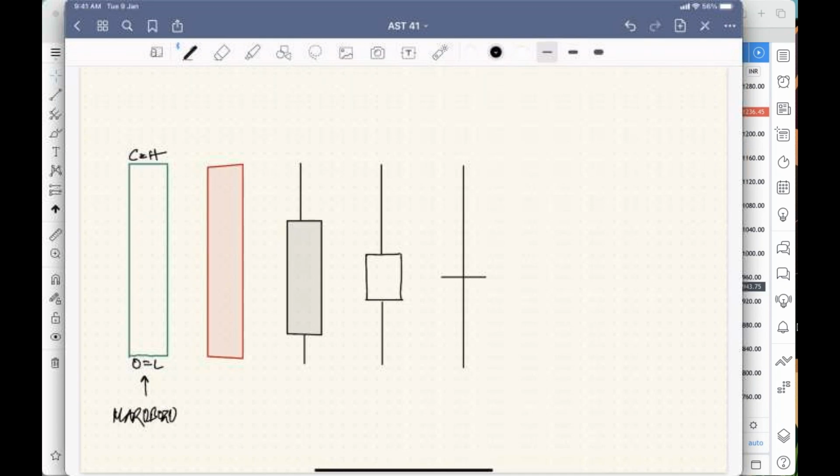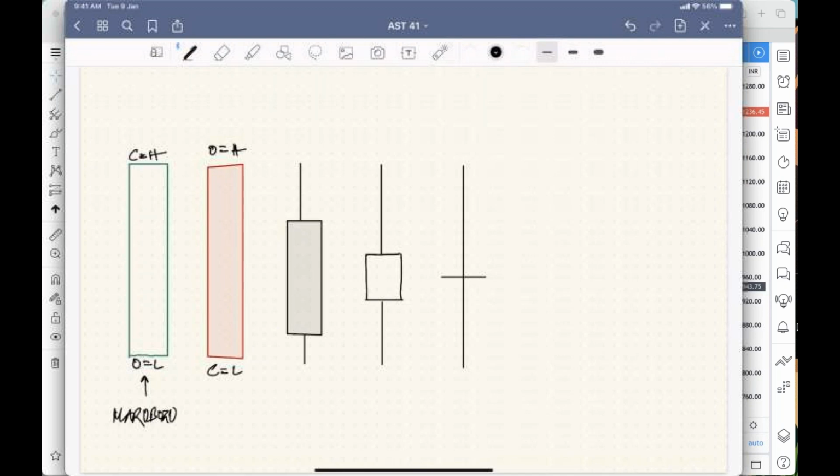Just the opposite is the negative Marubozu next to it. Open is equal to high and close equal to low. Just the same thing, but upside down. Strong sign of selling throughout. So you get the picture that the market was in a bear grip, selling.